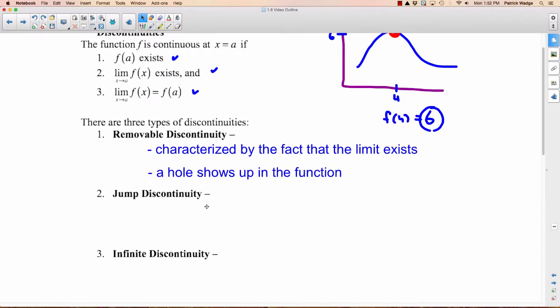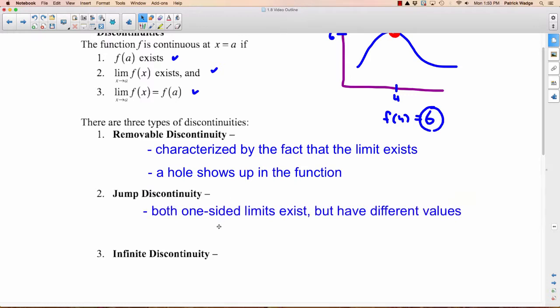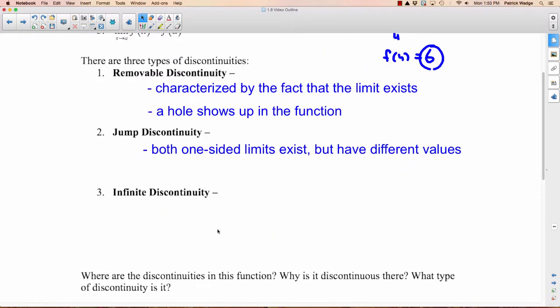Next type of discontinuity is a jump discontinuity, and that is when both one-sided limits exist but have different values. So what that would look like, I mean, it's a good name, a jump. That would look something like this. Say this is our function, and it goes like this, and then it goes like that. Looks like a couple sperms swimming along here, but that's not what I'm trying to draw.